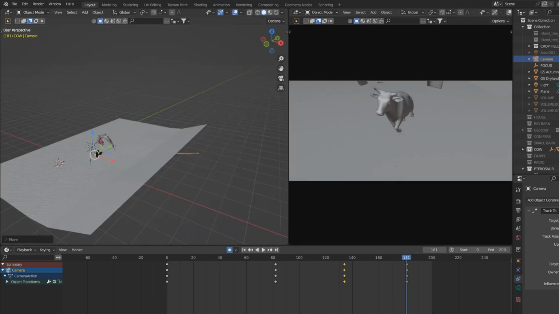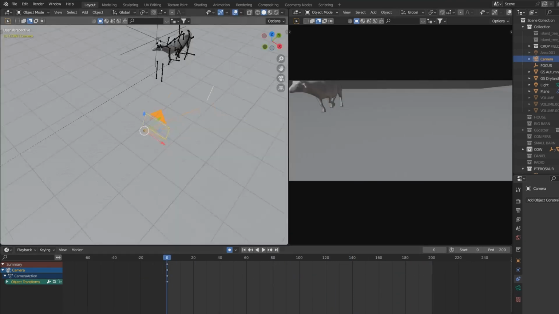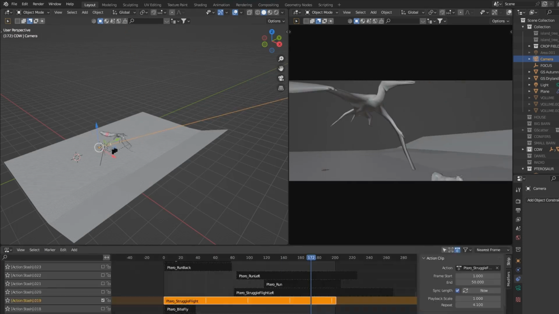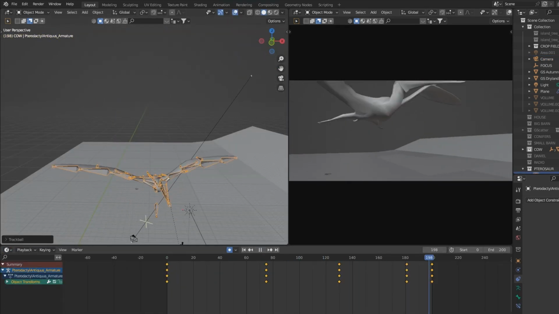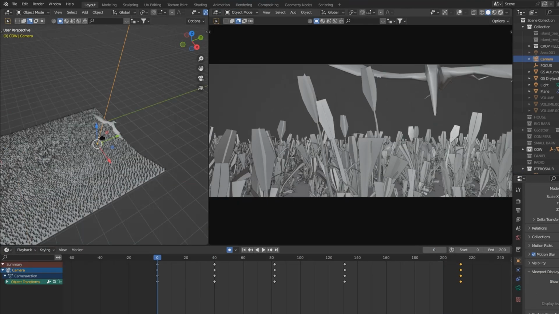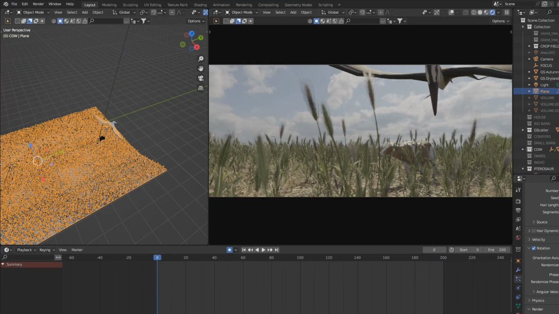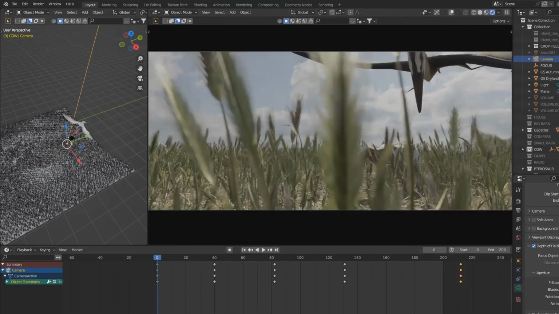Due to the speed of the characters as well as the camera, I decided to not animate the movement of the grass in the field. This made my viewport a lot more responsive, but it also gave me more creative license to convey movement through sound rather than image.